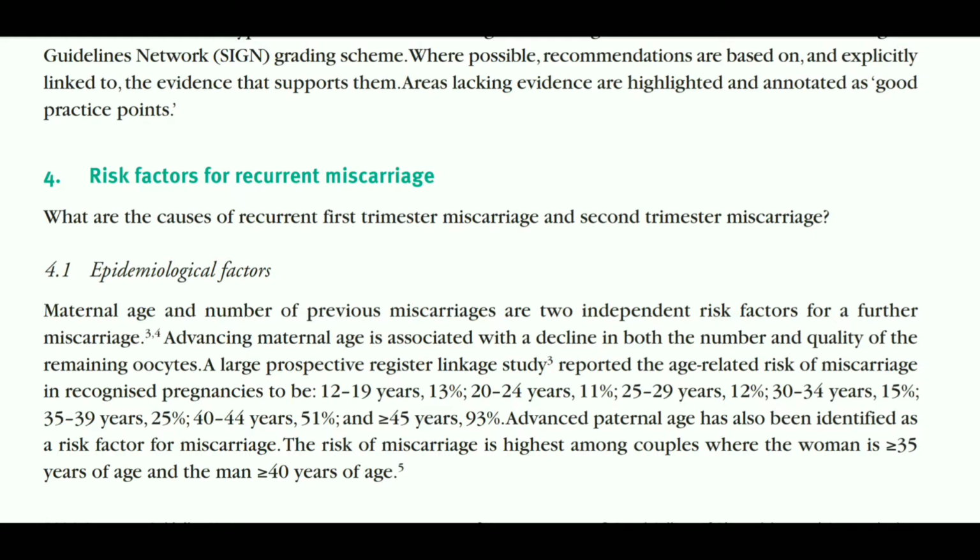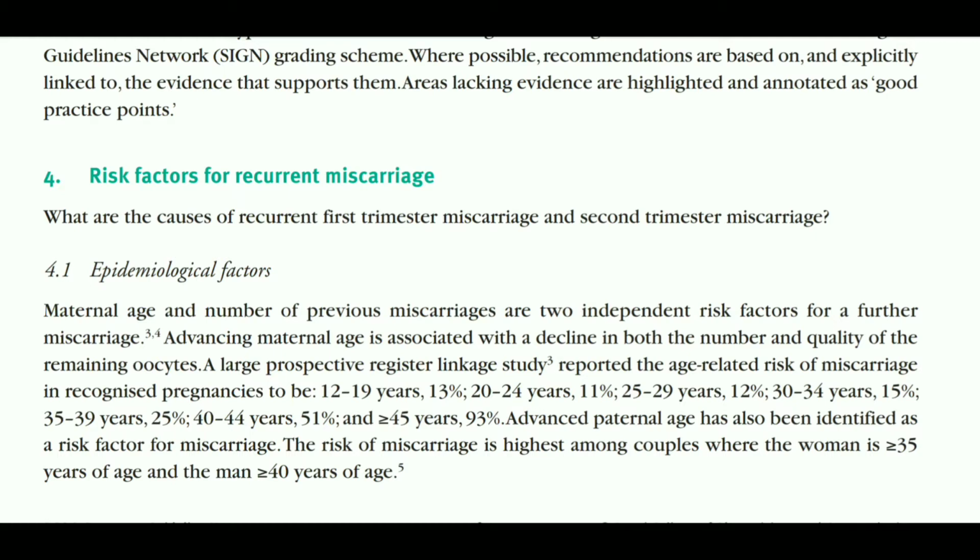to be about 13% at 12 to 19 years, and at 20 to 24 years there is 11% risk of miscarriage, and at 25 to 29 years there is 20% risk of miscarriage, at 30 to 34 years there is 15% risk of miscarriage, and at 35 to 39 years there is 25% risk of miscarriage, at 40 to 44 years there is 51% risk of miscarriage, and when the age is more than 45 there is 93% risk of miscarriage. Now, what is the role of advancing paternal age?